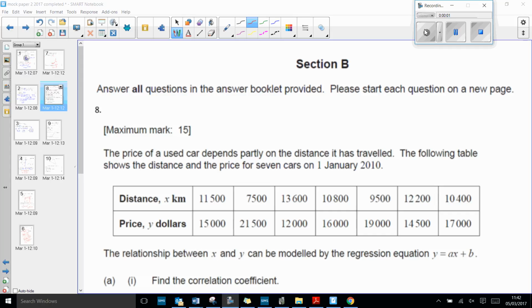Okay, on to section B. Again, don't write in the booklet. In the real exam, you must write all your answers. Everything that you want them to mark, you have to write it on paper. So this is a stats question. We're going to be finding the correlation coefficient.